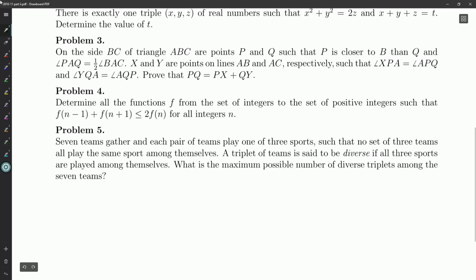We're going to finish off our 2010-2011 Alberta high school contests by finishing off part 2 of the paper with problem number 5 here. 7 teams gather, and each pair of teams plays one of 3 sports, so that no set of 3 teams all play the same sport among themselves.